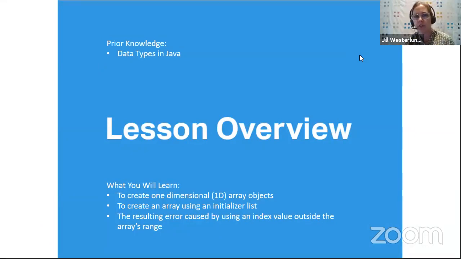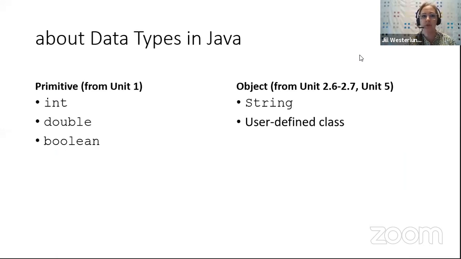We're going to look first to review a little bit about data types, just to get everybody on the same page. And then what you're designed to learn today is how to create a one-dimensional array of objects, create an array using an initializer list, talk about the error that happens if you try to access array elements that don't exist. And that's going to lead you tomorrow into traversing arrays with Mr. Schultz.